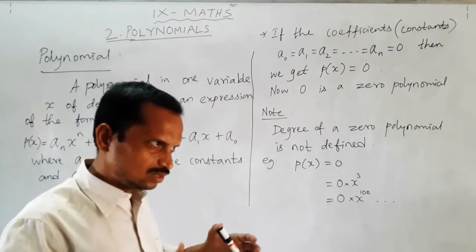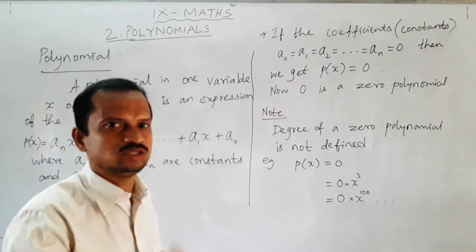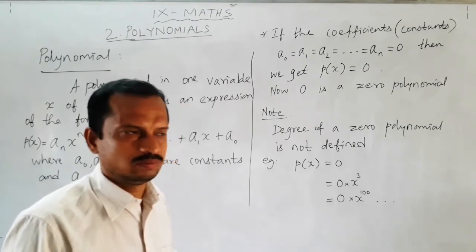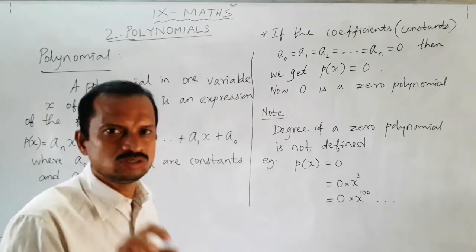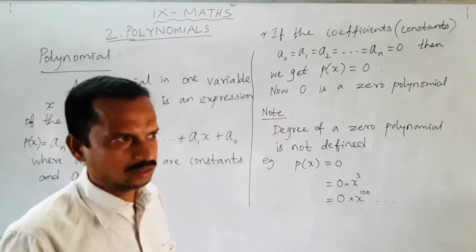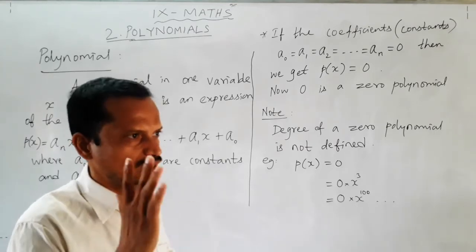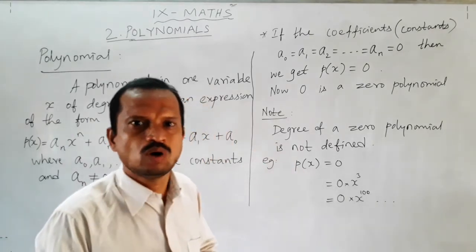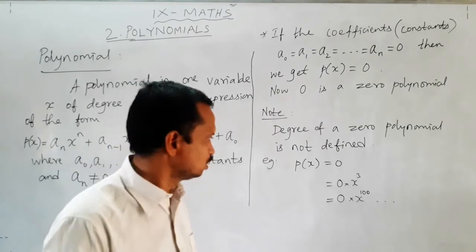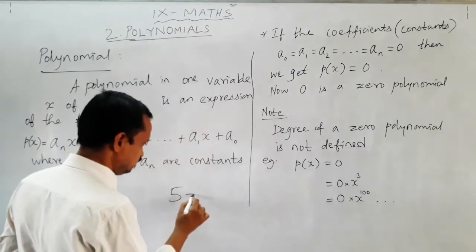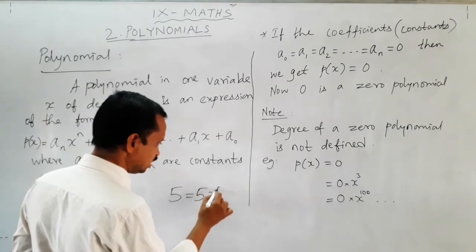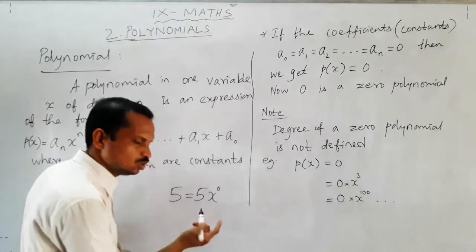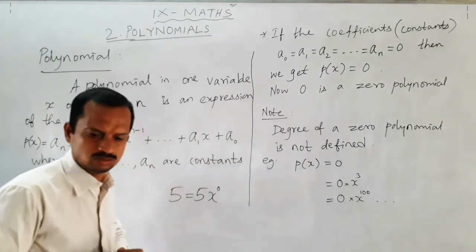Clear? If it is non-zero means what? Other than 0. 5, minus 2, 11, 25. So these are non-zero. So non-zero is nothing but a constant polynomial. Already I told you, other than 0, everything is a constant polynomial. Now the degree of the constant polynomial is what? 0. Because if 5 is a constant polynomial, then we can write this as 5 into x power 0, or any variable you can put, but the exponent should be 0. Then x power 0 is 1, therefore 5 into 1 is 5. So like that we have to understand clearly.